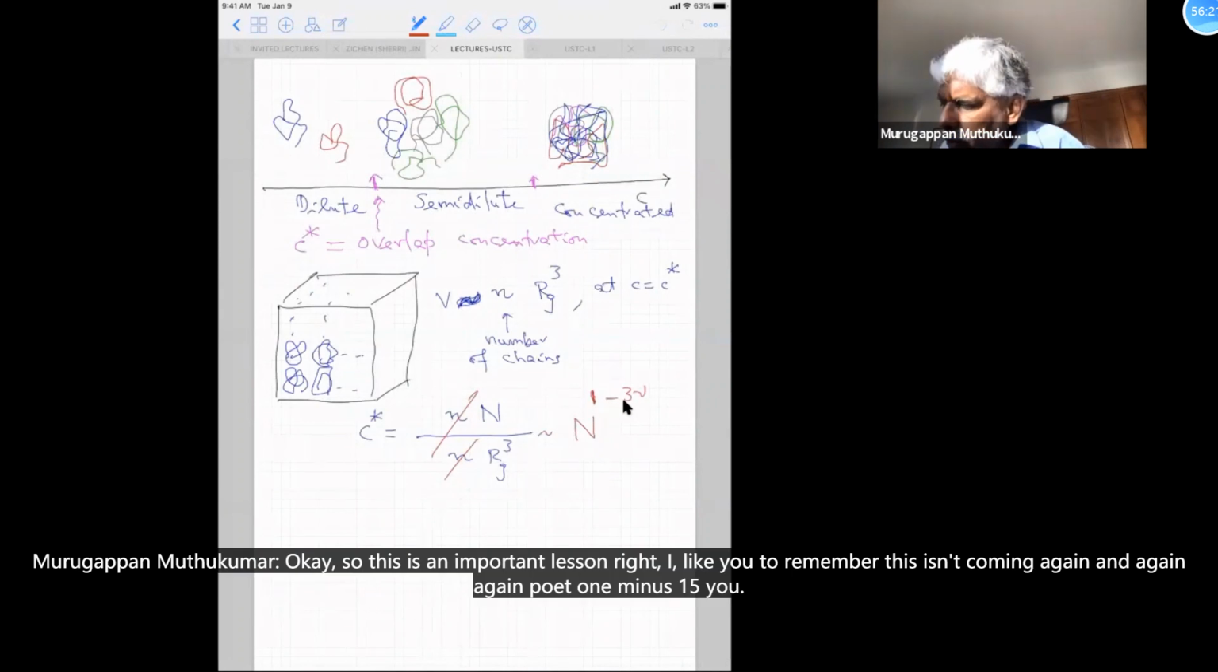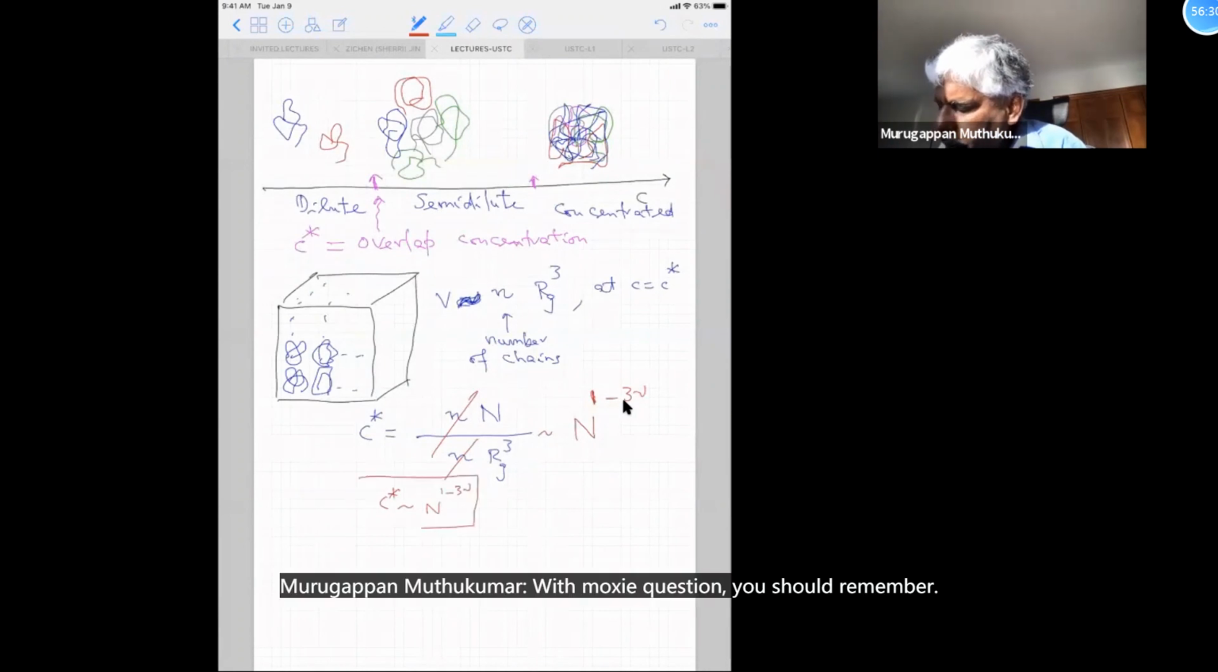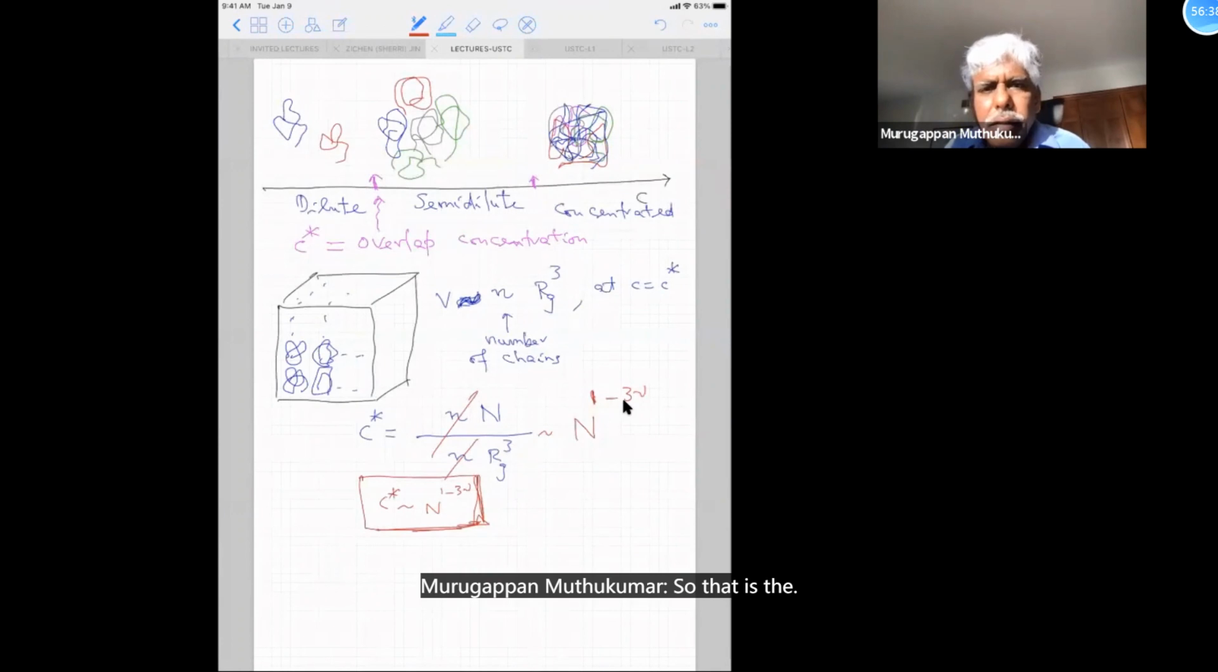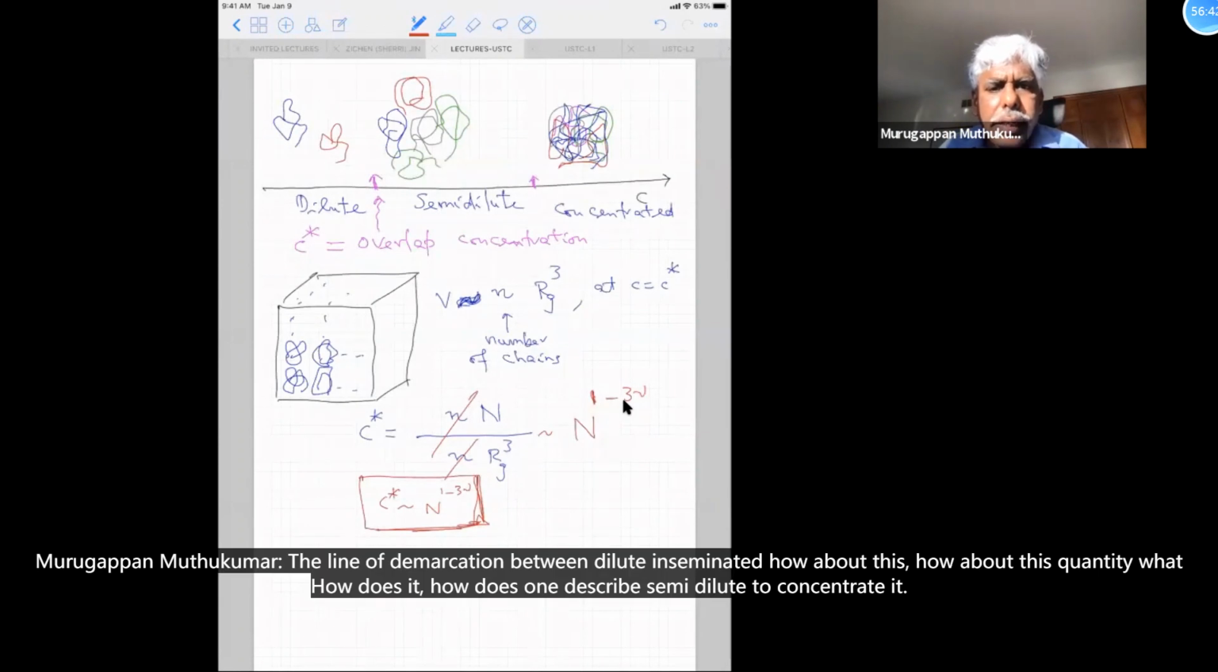Okay, so this is an important relation. I'd like you to remember this. It will come again and again: n power 1 minus 3 nu. This boxed equation you should remember or derive. So that is the line of demarcation between dilute and semi-dilute.